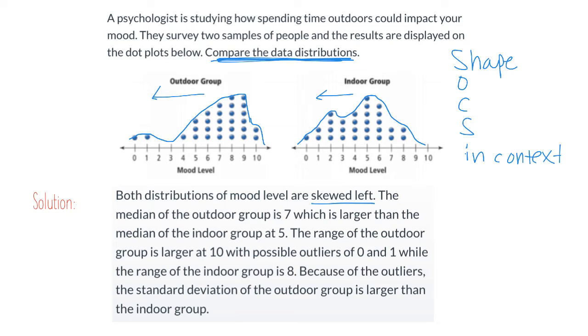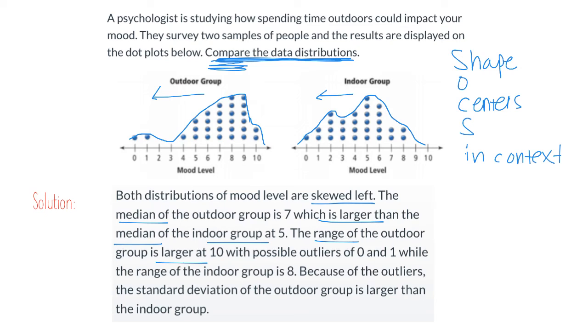The median of the outdoor group is 7, which is larger than the median of the indoor group. So median is a measure of center. So you're saying what the centers are and comparing them, because it says compare. Compare means you actually compare things. You use comparison words. You say things like less than, greater than, larger, smaller, equal. That's what compare means.